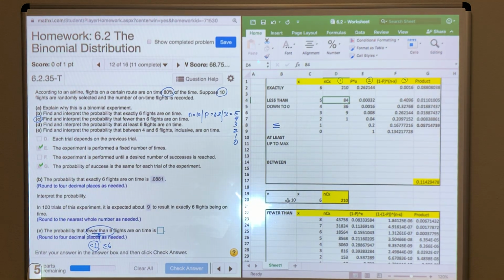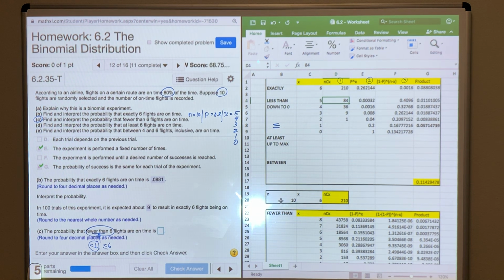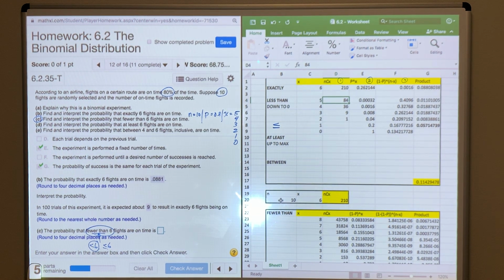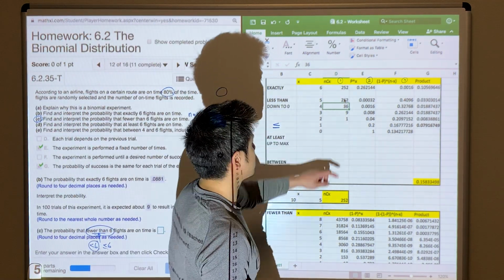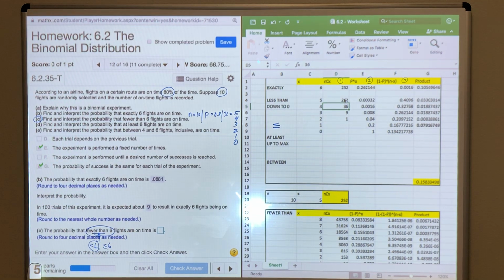And that's what you see over there. So we're going to go handle the 5, 1 first. What is my N? It's 10. Yours is different. What's my X for this first one? It's a 5. So 252. I'm going to calculate all of my NCXs for all the pieces.